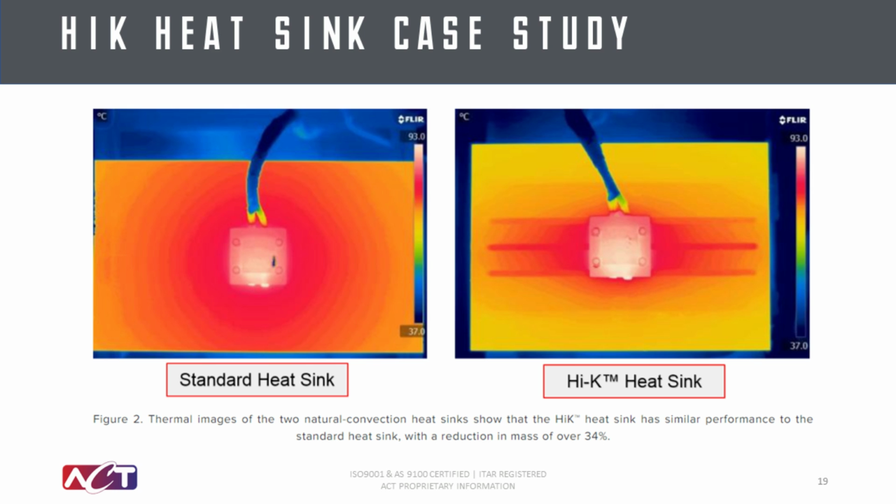This next slide shows those two heat sinks under load in a FLIR camera, a thermal image showing that the maximum temperature is the same on each with the same boundary conditions, although the assembly on the right, the high K heat sink, weighs 33% less.